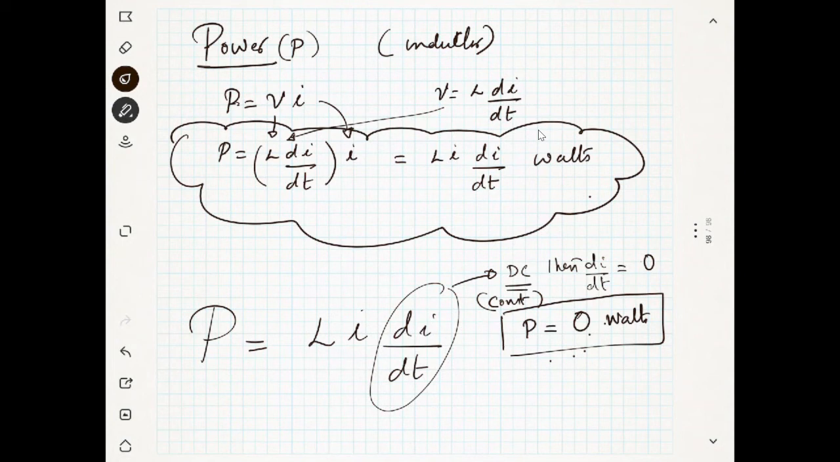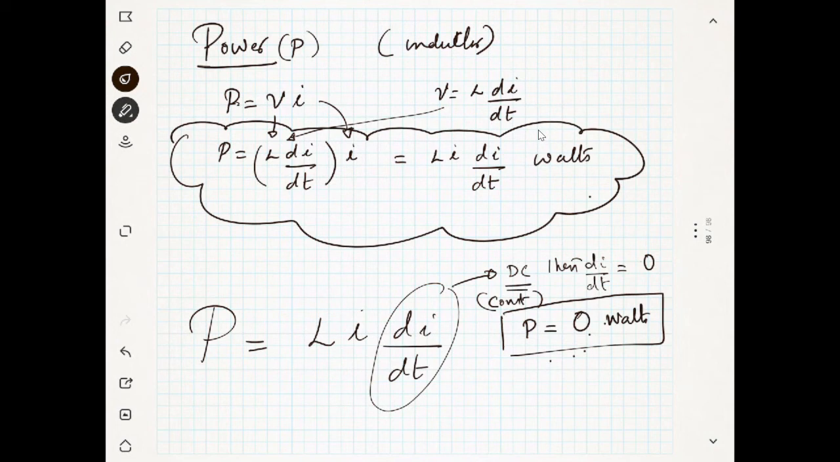If he is sleeping, or maybe eating, he may not be doing any work, so the power consumed will be equal to 0. The inductor will not take any power, unlike a resistance. The resistance will eat energy, but the inductor will not eat energy. It will store energy actually. So the inductor will store energy and the resistance will eat energy. You have to understand this difference.